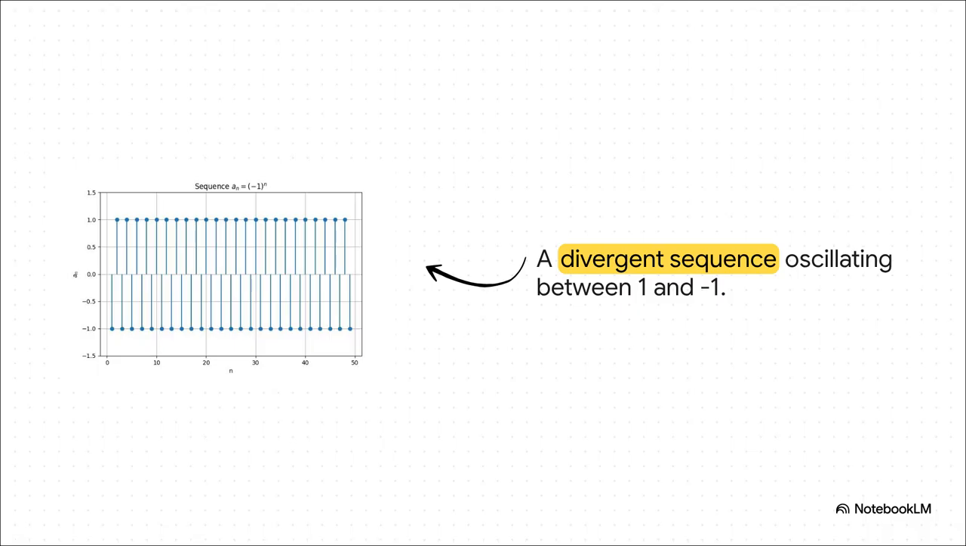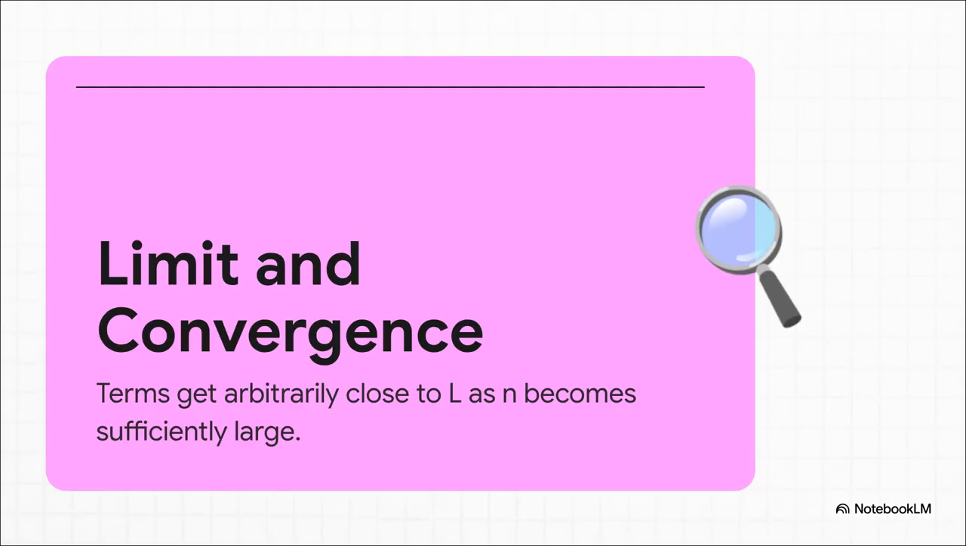These are the rebels. They might oscillate wildly, bouncing back and forth between 1 and -1, for example. Because a sequence like that constantly flip-flops, it has no single limit. It essentially just wanders forever, completely unresolved. So what's the actual formal rule here?